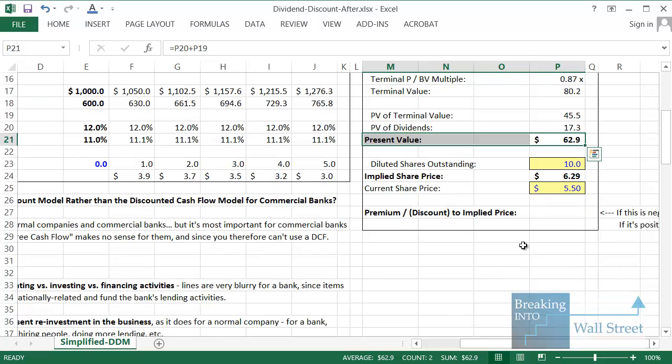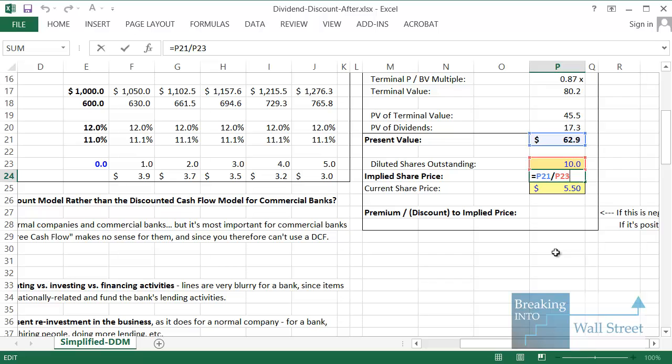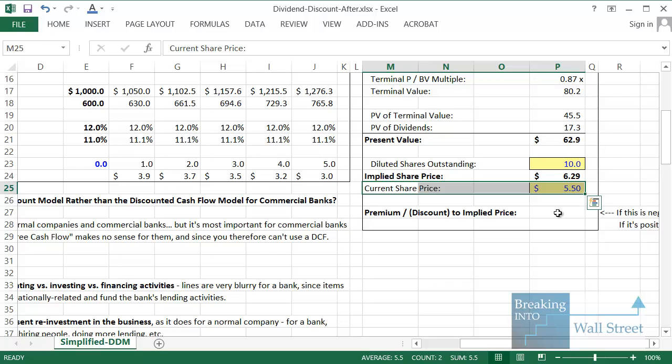Now, the next and final step here is to look at the implied share price and compare it to the company's current share price. So diluted shares outstanding, I'm saying 10 million. So therefore the implied share price is just equal to the 62.9 divided by 10, or 6.29. Now their current share price is 550. What is that telling us?